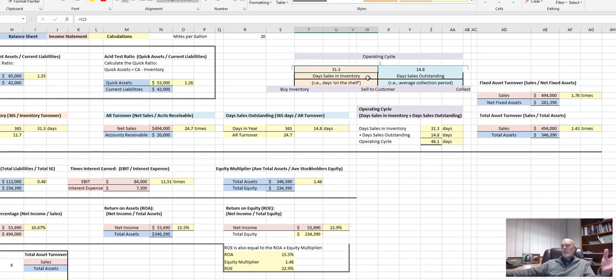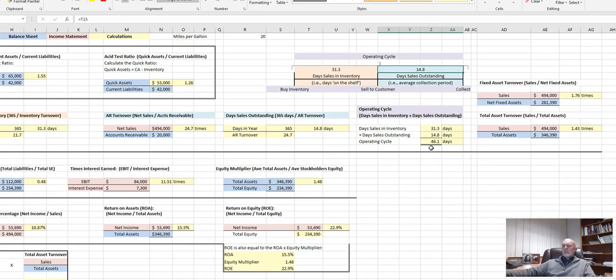In other words, it spends about 31 days on the shelf, and then it takes another 14.8 days to collect from the customer. So we've got money going out the door to buy our inventory, and then we've got money coming in the door over here when we finally collect from our customers. So this operating cycle is taking a little over 46 days. And that's a very important window of time that a company will consider as they think about their cash flow needs and how long they have to wait for money to come in from customers and so forth.